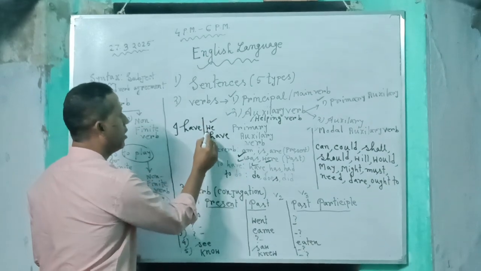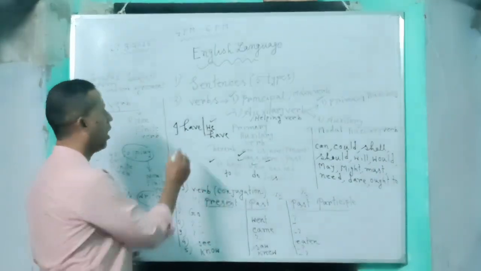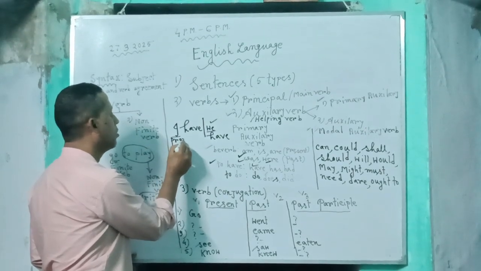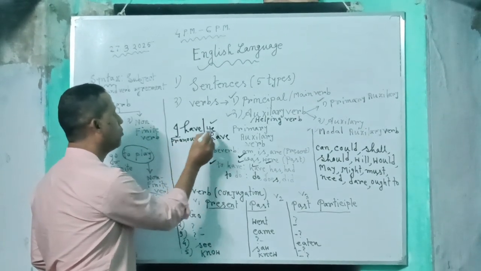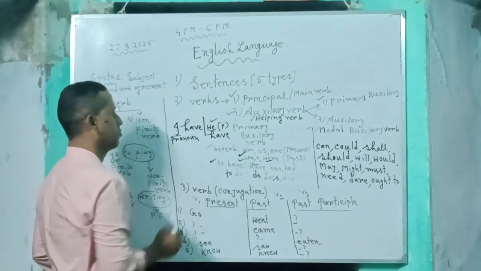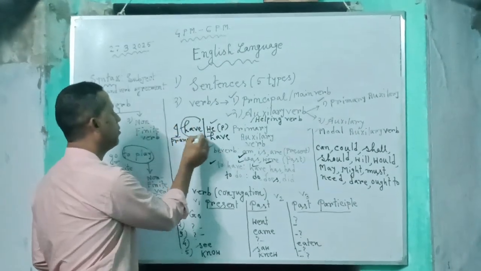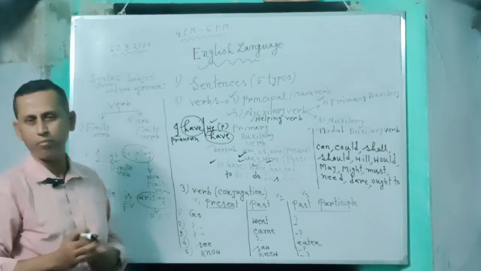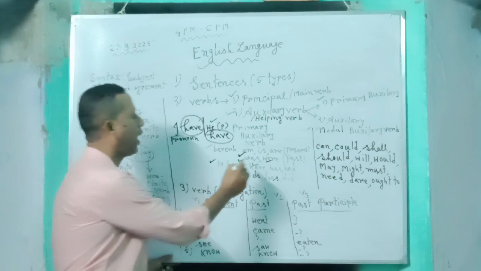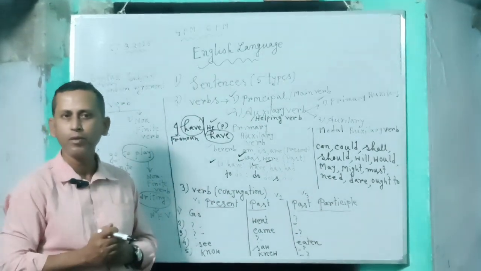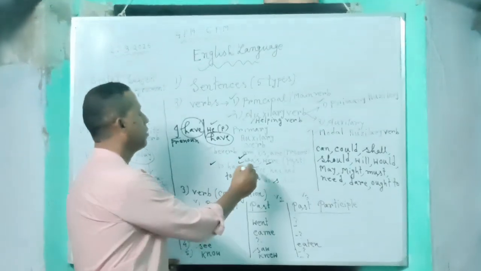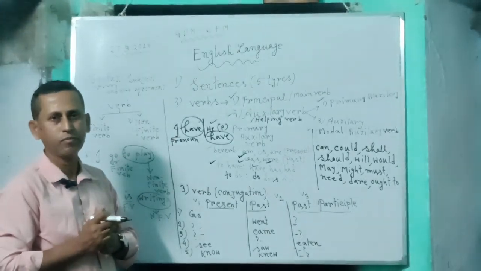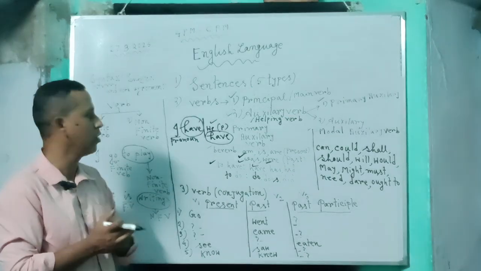Here "we" is a subject, "I" is a subject, a subject pronoun. But "have" is the main verb here. Sometimes "have" or "has" is a helping verb. Sometimes "have" or "has" is a main verb. We should not confuse "have" or "has".